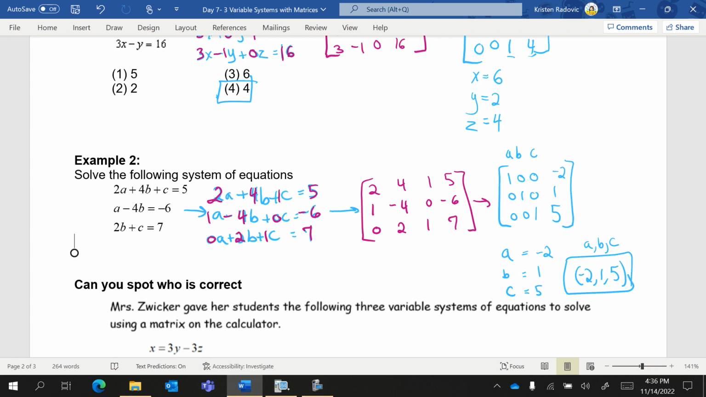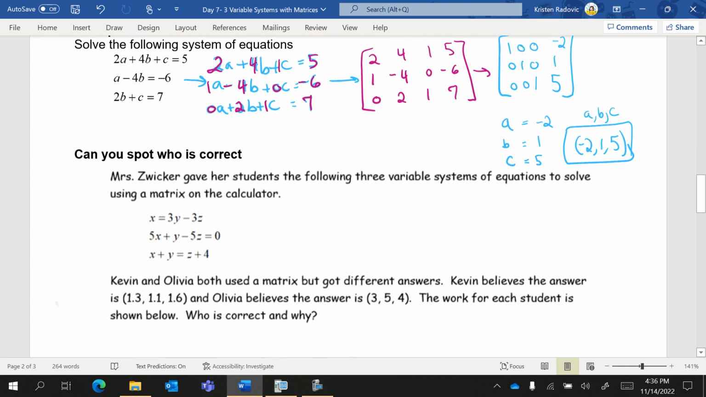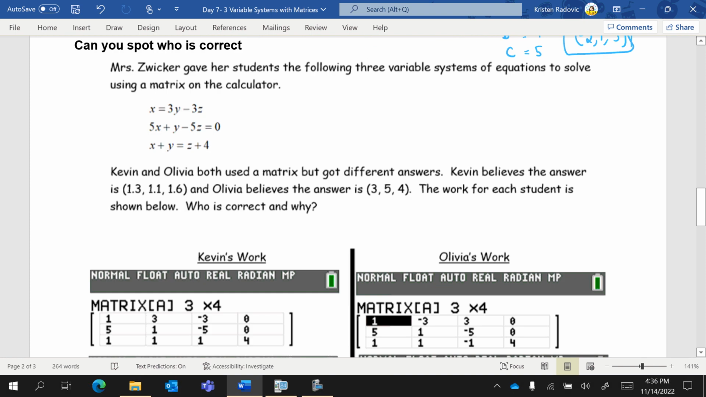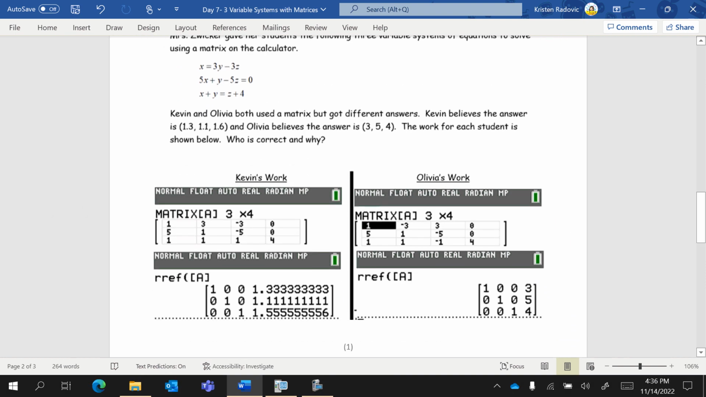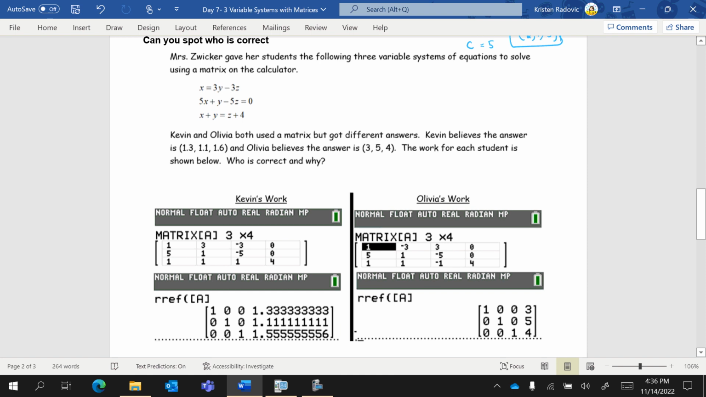So now let's see, in a situation, can we spot who is correct? We have Miss Wicker, who is the dean, and she actually used to teach math. Miss Wicker gave her students the following 3 variable system of equations to solve using a matrix on the calculator. Kevin and Olivia both used a matrix but got different answers. Kevin believes the answer is that, and Olivia believes the answer is something else. The work for each student is shown below. Who is correct and why?